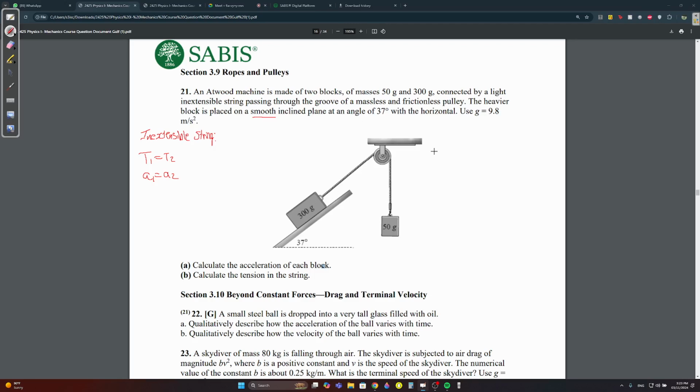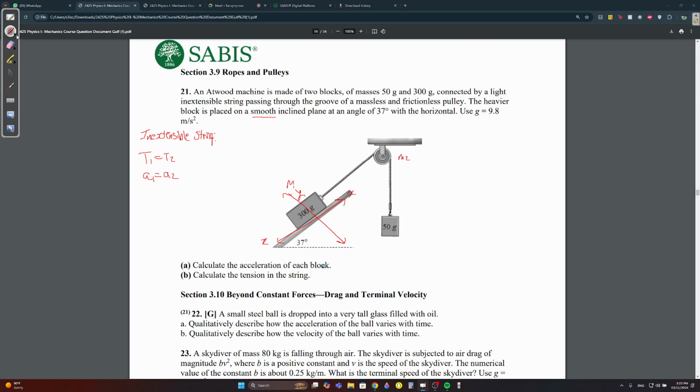Let's see. We're going to draw both FBDs, starting with the 300 grams. Let's call this mass 1 and this one mass 2. For mass 1, what's the FBD going to look like? I always start by drawing the y-axis and the x-axis.